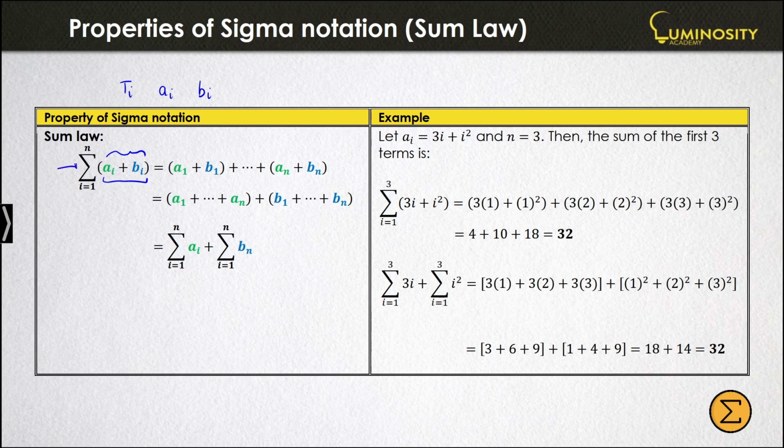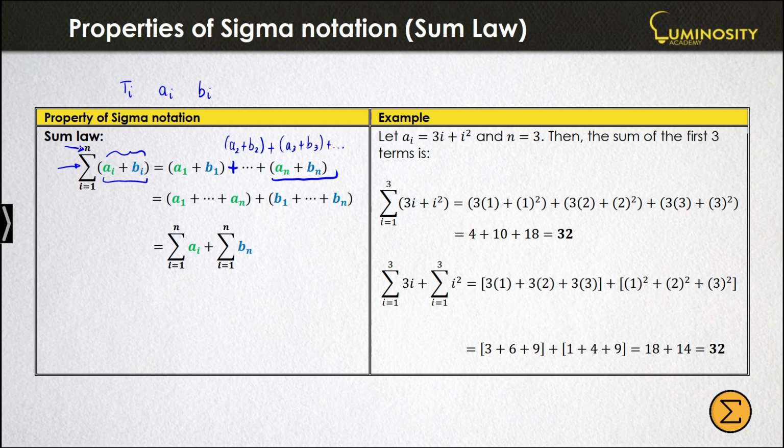Then the summation symbol says you now add the next term, which will be a sub 2 plus b sub 2. Then you add the third one, a sub 3 plus b sub 3, all the way up to this very last one here, which is stopped by the upper bound, little n, and that is a sub n plus b sub n.